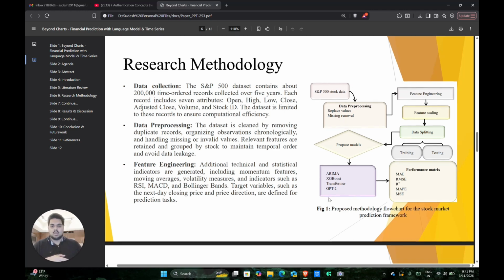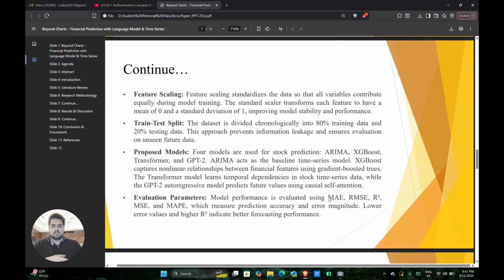Yeah. So continuing further about the research methodology, feature scaling. I standardized the data across all variables to control equally during ML training, the model training, mainly because the open price should not have more weightage, closed price should not have more weightage. It should be linear and normalized basically. As you can see here, the standard scaler transforms were used, and they had a mean of 0 and standard deviation of 1, which improved the model stability and performance.